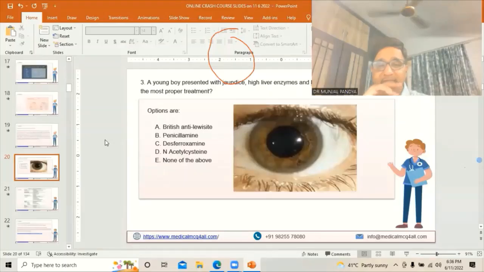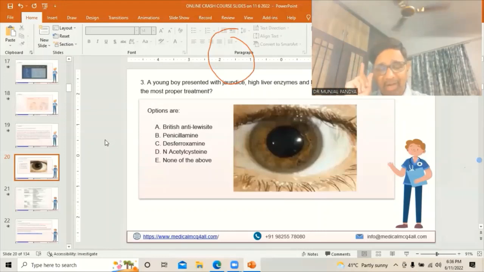Presented with jaundice, high liver enzymes and a Kayser-Fleischer ring, what is the most proper treatment? So concentrate. They are not asking about the diagnosis. They are asking about the treatment. Let me remind you, gentlemen and ladies, that they ask you 3 questions in the exam.